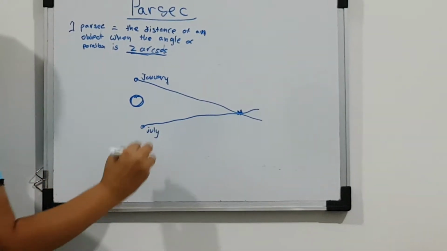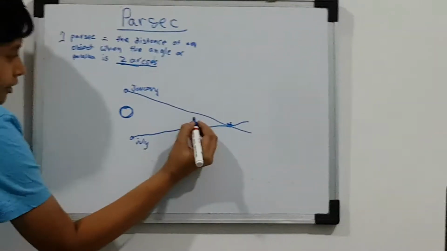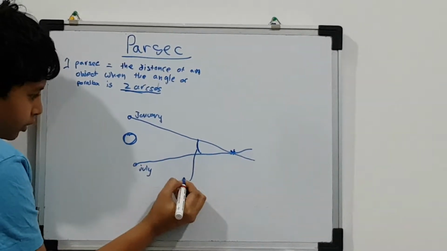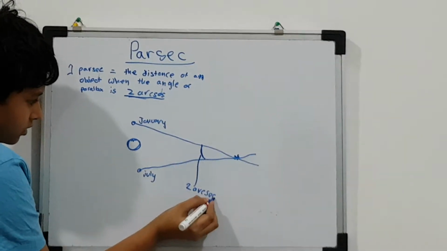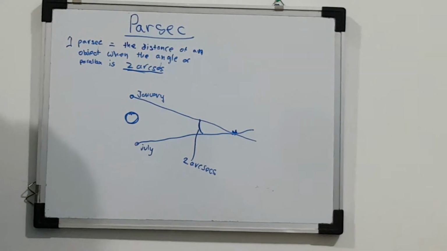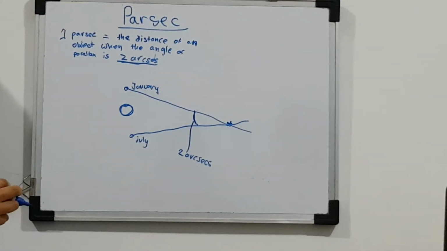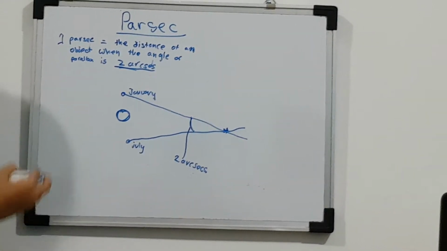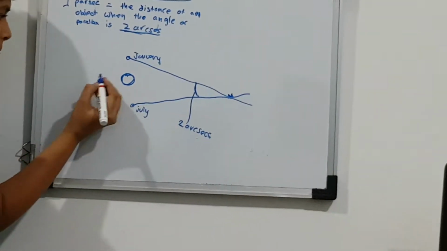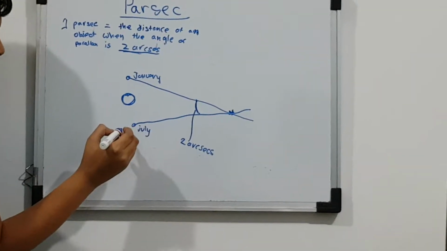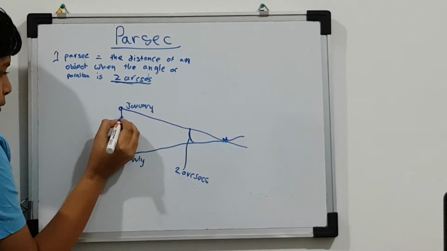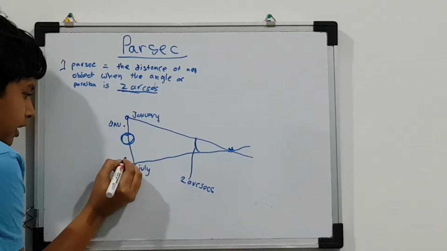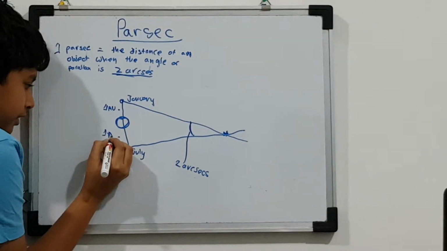So you can see you have this angle over here, and if this object is 1 parsec away, this angle is always going to be 2 arcsecs. We already know that 1 arcsec is 1 by 3600 of a degree, and this will be 2 arcsecs if we're defining 1 parsec. And we can make a triangle out of this because we already have these two sides. We can connect a line using that. So we know that this is 1 AU and this is also 1 AU.